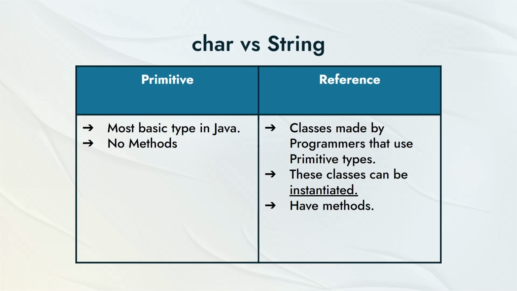Classes made by programmers that use primitive types are reference types. So reference types are basically programmers using primitive types and making classes with them. And these classes can be instantiated, and they also have associated methods, and primitive types, meanwhile, don't have associated methods.